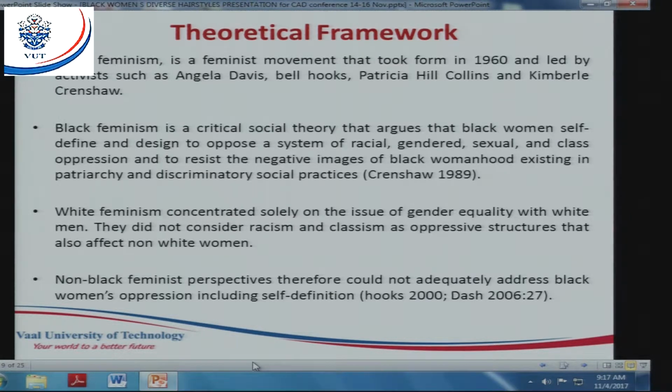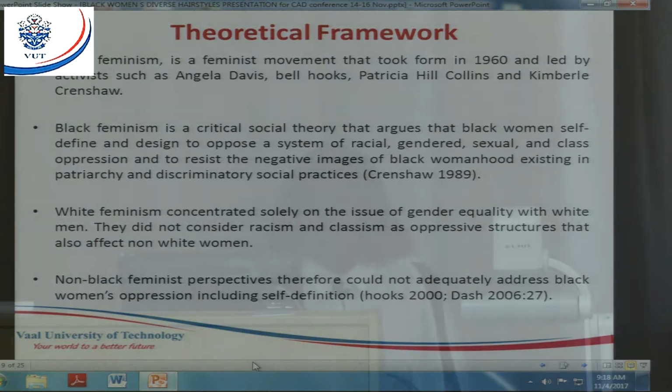Black feminism is a movement that came from white feminism, because white feminism concentrated solely on the issue of gender equality with white men. It did not consider racism and classism as oppressive structures that also affect non-white women. Thus, a non-black feminist perspective could not adequately address black women's oppression, including self-definition.